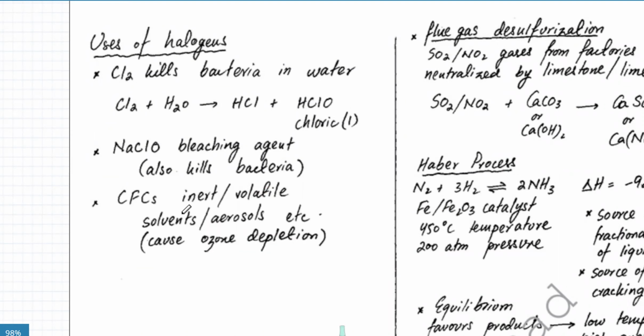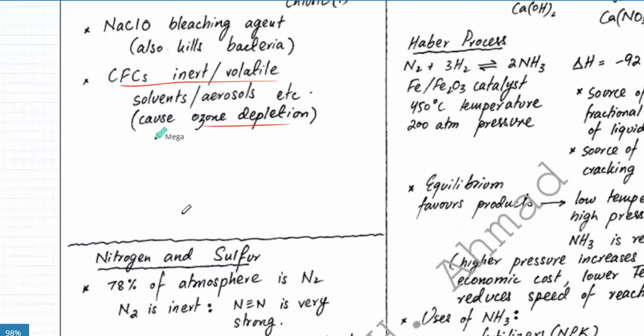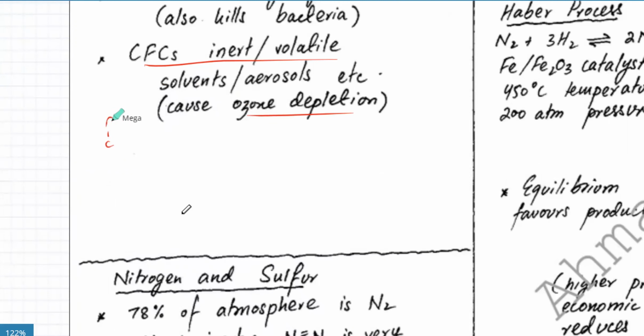So CFCs are chlorofluorocarbons and cause ozone depletion. I'm going to write the equation of a CFC depleting the ozone. What happens is you've got a CFC. In the upper atmosphere, you've got strong UV rays. So UV light in the upper atmosphere falls on the CFC and the bond breaks.